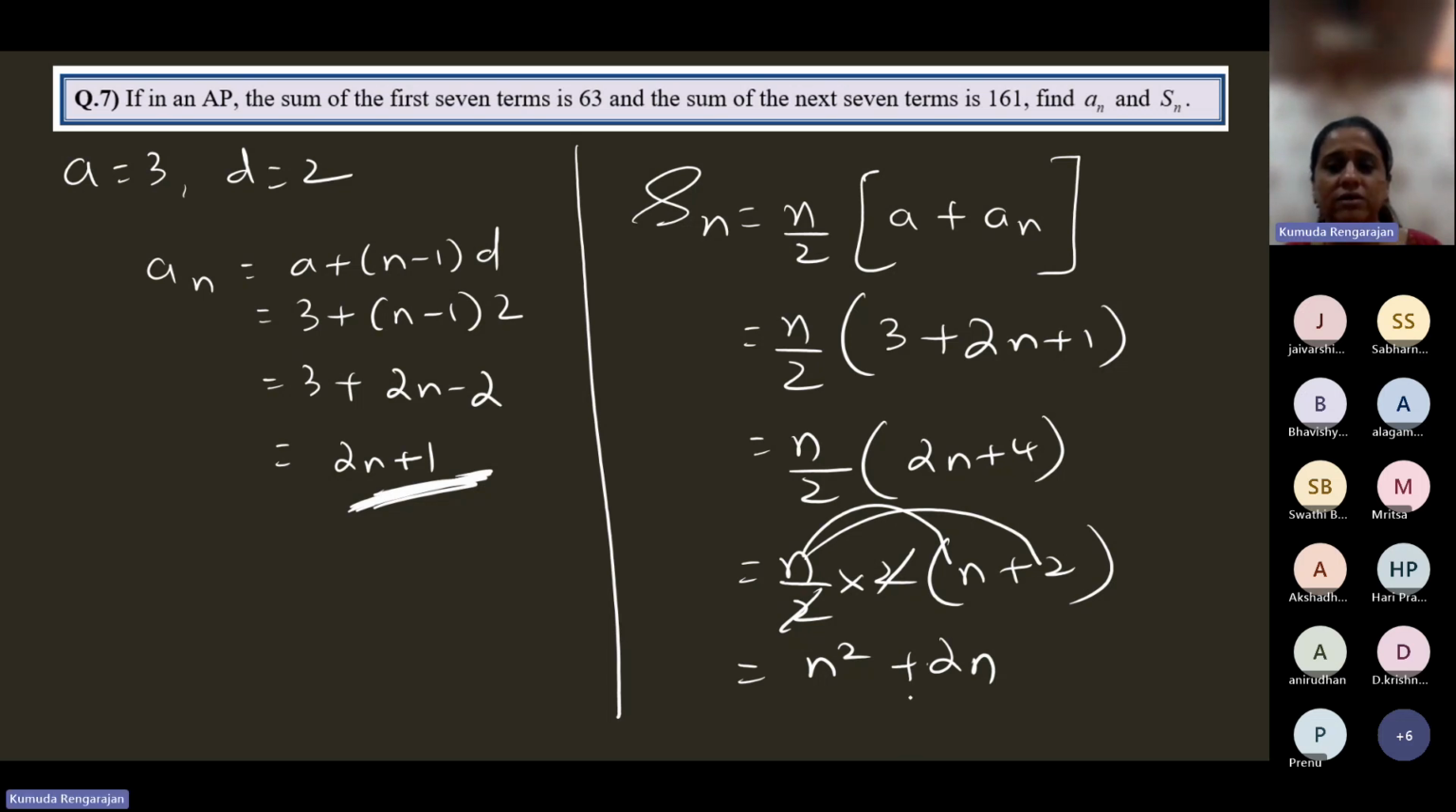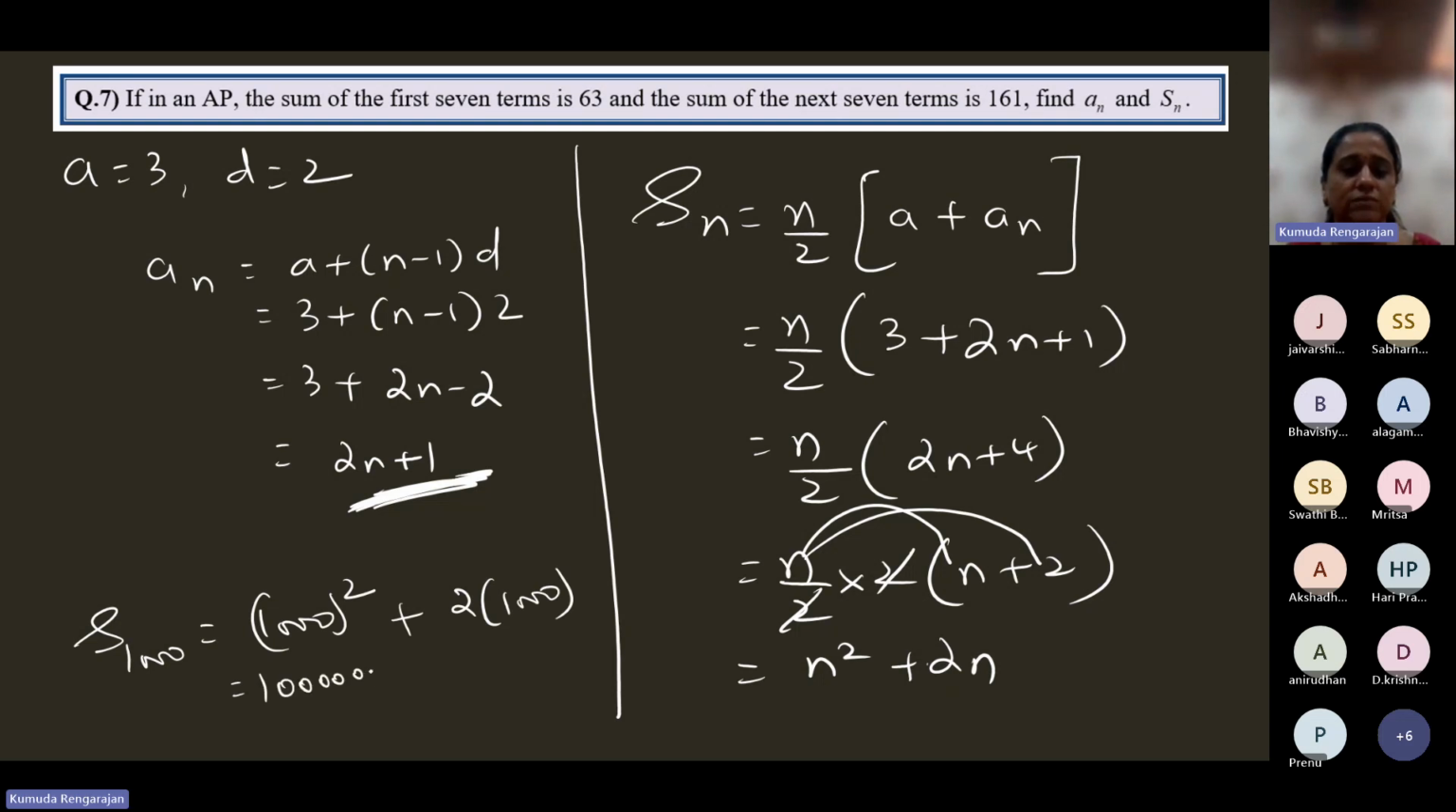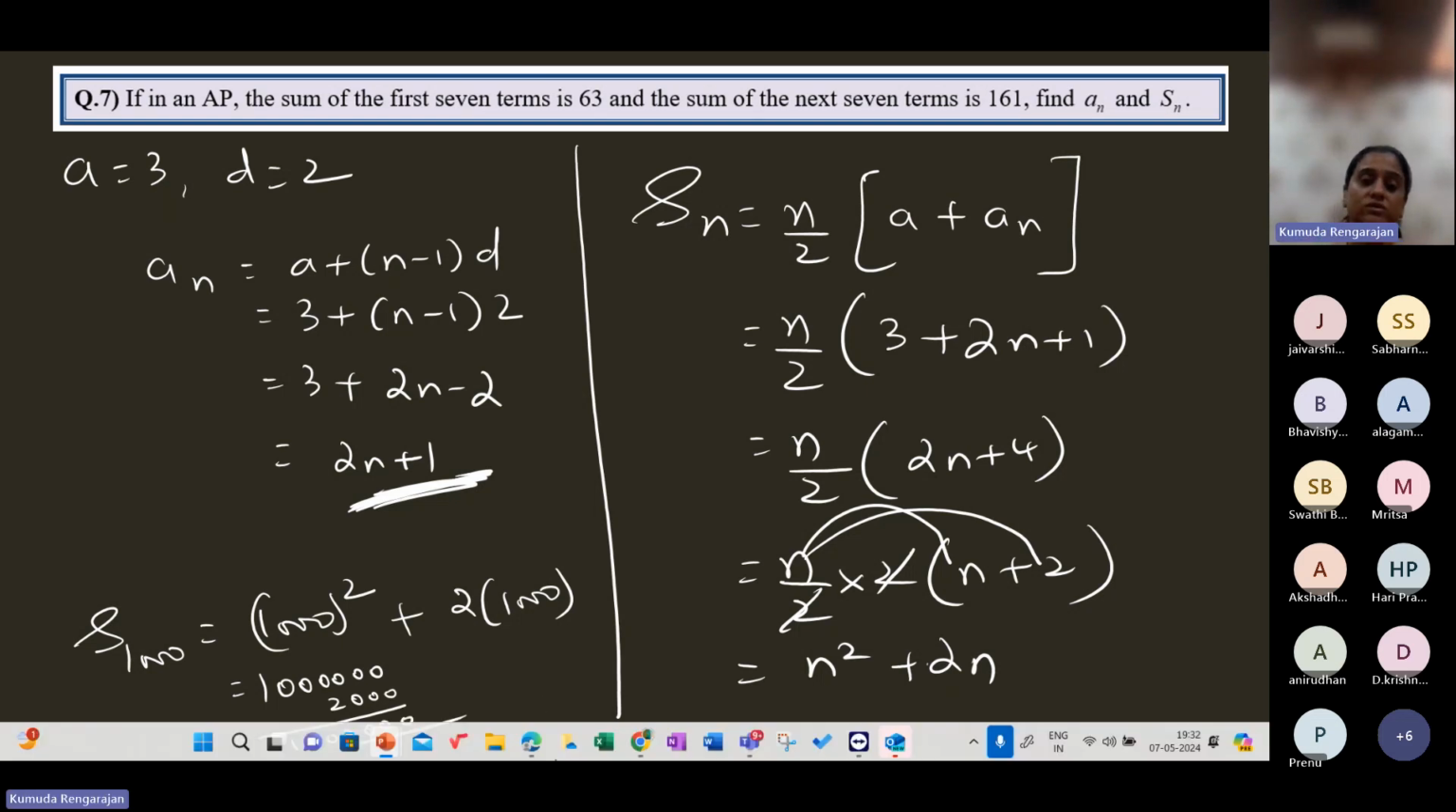you just have to put it in this formula. So the sum to the first 1000 terms will be equal to 1000 squared plus 2 into 1000. 1000 squared is 1,000,000 plus 2000. So 1,002,000. This is the sum to the first 1000 terms of the AP.